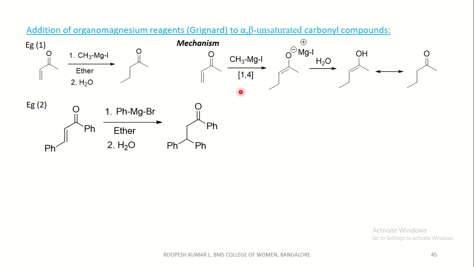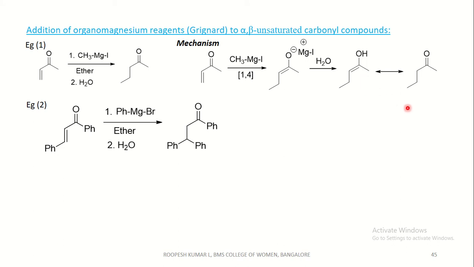Coming to the mechanism, here organomagnesium reagents go through 1,4 addition, whereas organolithium reagents go through 1,2 addition. Here, as I said, this carbon possesses a negative charge and attacks this carbon, with the shift of this pi bond to here, and this double bond shifts to form a negative charge on oxygen, forming the corresponding magnesium iodide salt. On quenching with water, we get the corresponding alcohol.